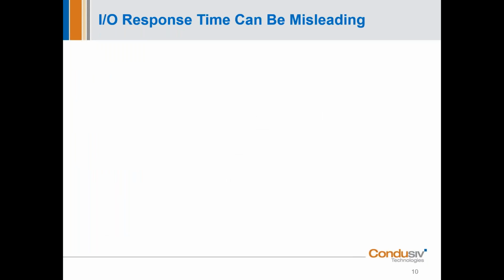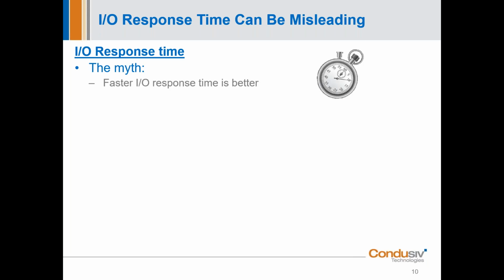Now, the second fallacy that I want to talk to is IO response time. IO response time can be very misleading. Now, what's the myth? The myth is that faster IO response time is better, right? Stay with me here.